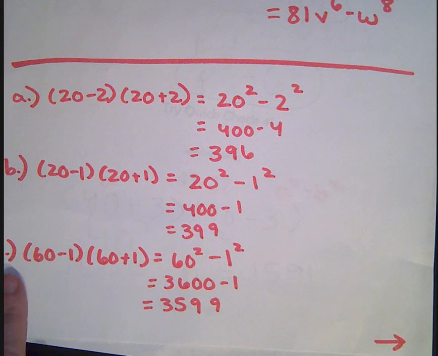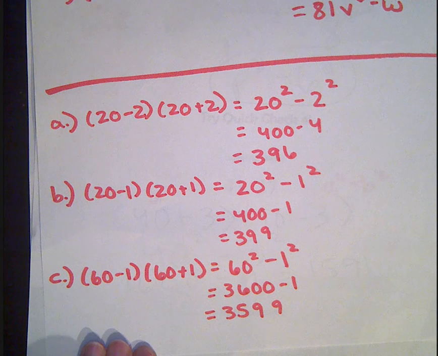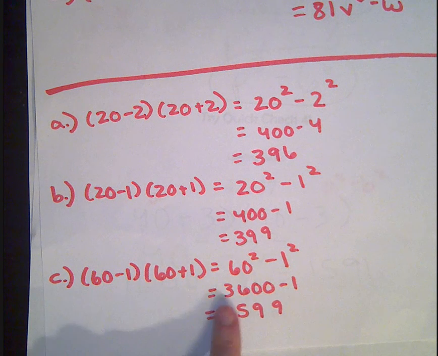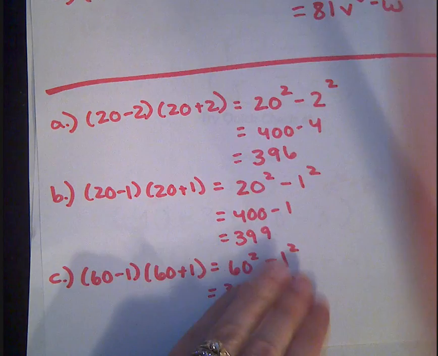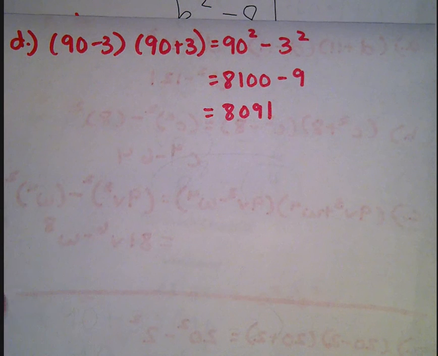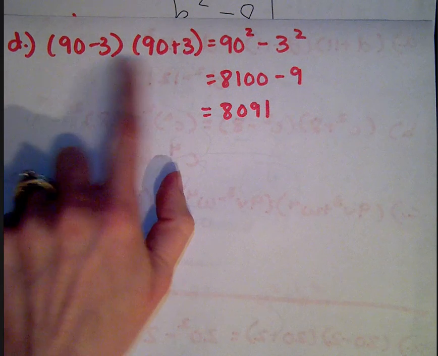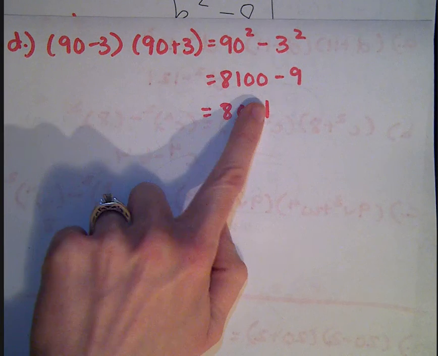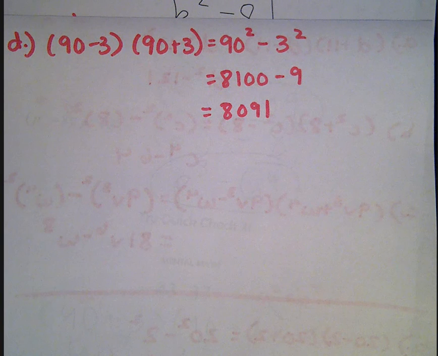On C, you had 59 and 61. They were both 1 away from 60. So 60 minus 1, 60 plus 1. So A is 60, B is 1. So 60 squared minus 1 squared is 3,600 minus 1, which is 3,599. And your very last one, you had 90 and you had 3. Both of those numbers were 3 away from 90. So 90 minus 3, 90 plus 3. So you had 90 squared minus 3 squared, which is 8,100 minus 9, 8,091. Okay, so that's it. Go ahead and go back and rewatch any parts that you need.